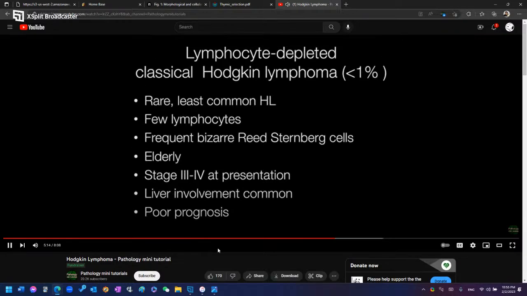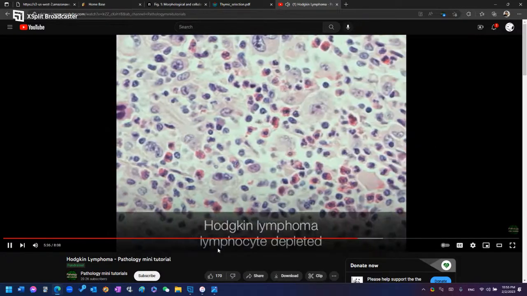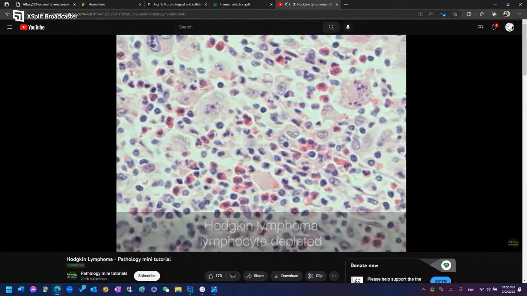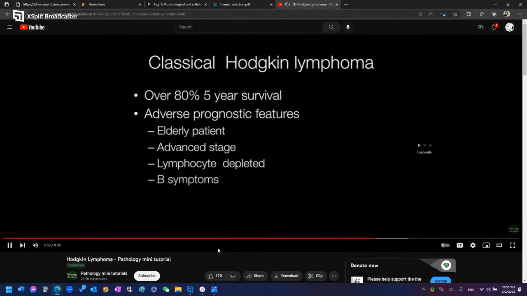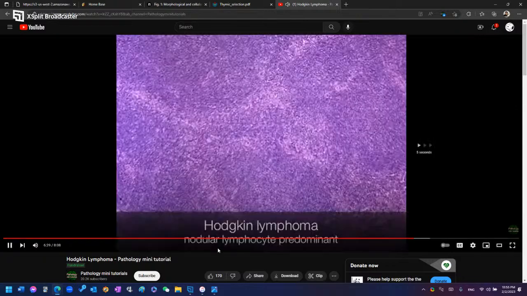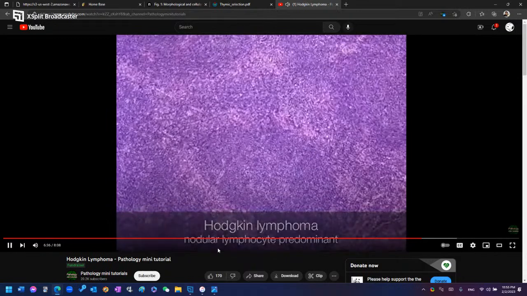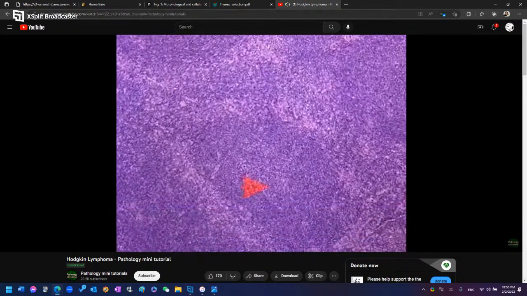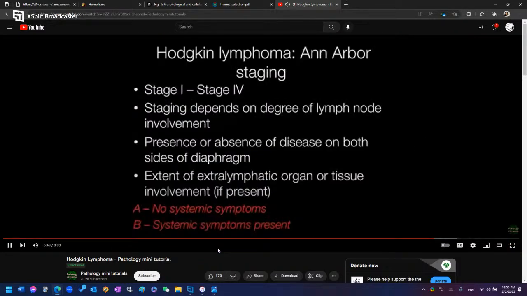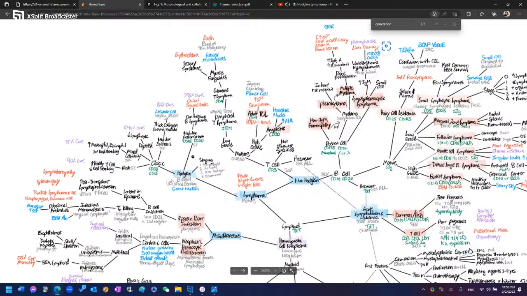Less than 1% of patients at stage with lots of bizarre Reed-Sternberg type cells and very few lymphocytes. With classical Hodgkin lymphocyte of patients with Hodgkin lymphoma, 80% are male. It is nodular. Are lots of lymphocytes in a nodular configuration, hence the term nodular lymphocyte predominant. It is staged using both sides of the diaphragm. Okay, I'm not gonna. Oh yeah, there's a staging as well. We'll talk about that as well.